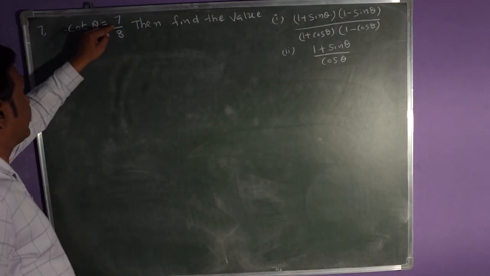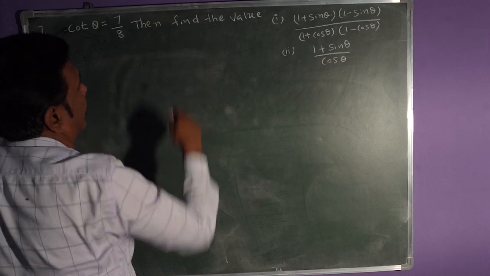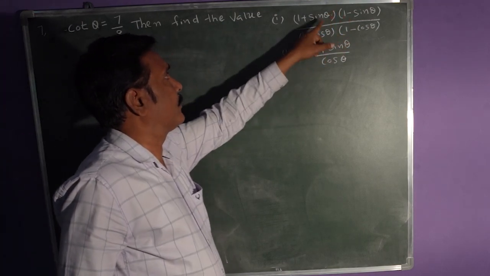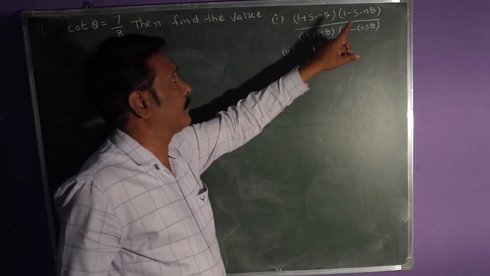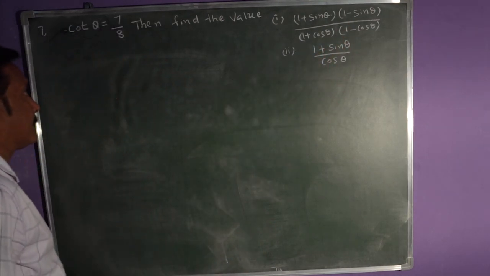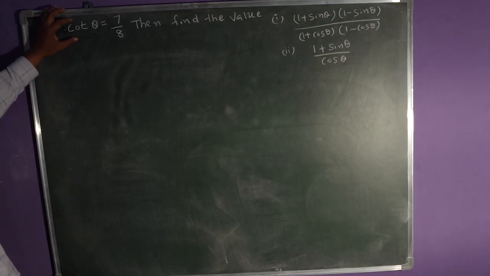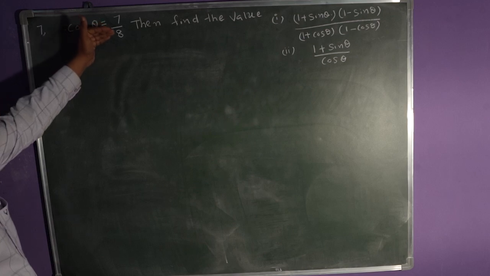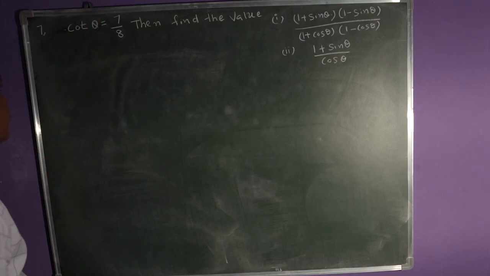Cot theta is equal to 7/8. Then find the values of (1 plus sin theta) into (1 minus sin theta), (1 plus cos theta) into (1 minus cos theta), and the second one is (1 plus sin theta) by cos theta. The given value is cot theta, which is equal to 7/8.